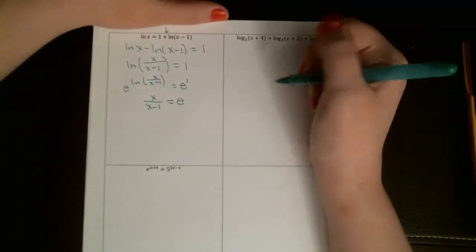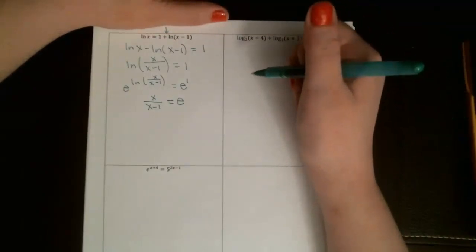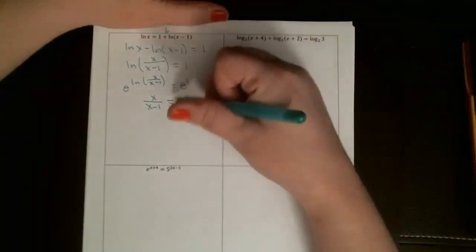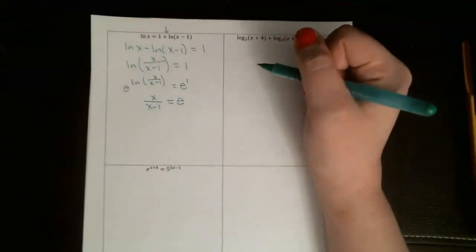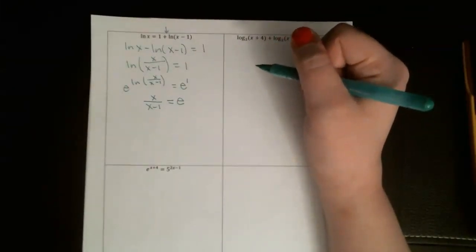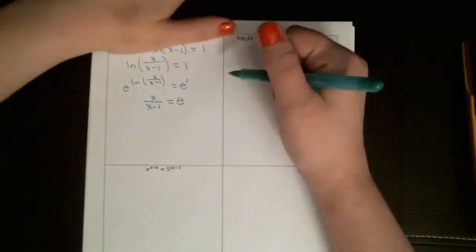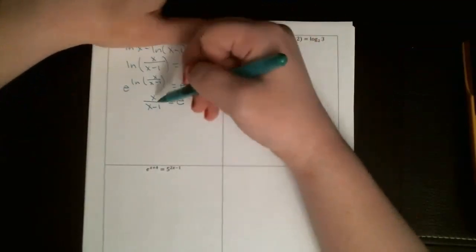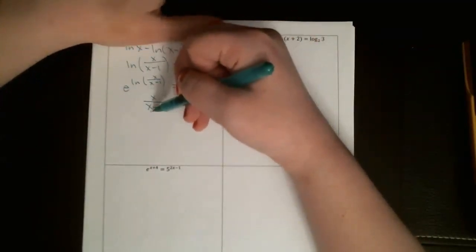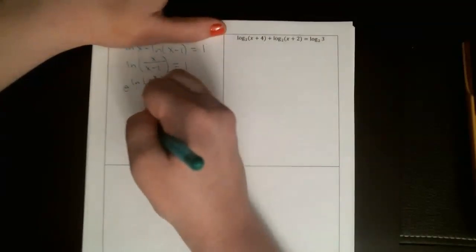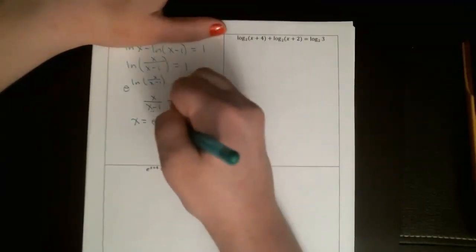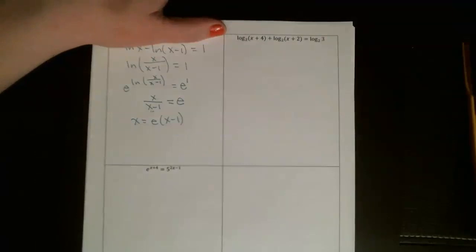Okay, so it's no longer a log equation. This is now rational. Even though that e might look kind of scary floating around, it's just the number 2.7-ish. So if I want to solve a rational equation, I want to focus on my x's. And I do have an x in the bottom, which means I'm going to go ahead and multiply both sides by x minus 1.